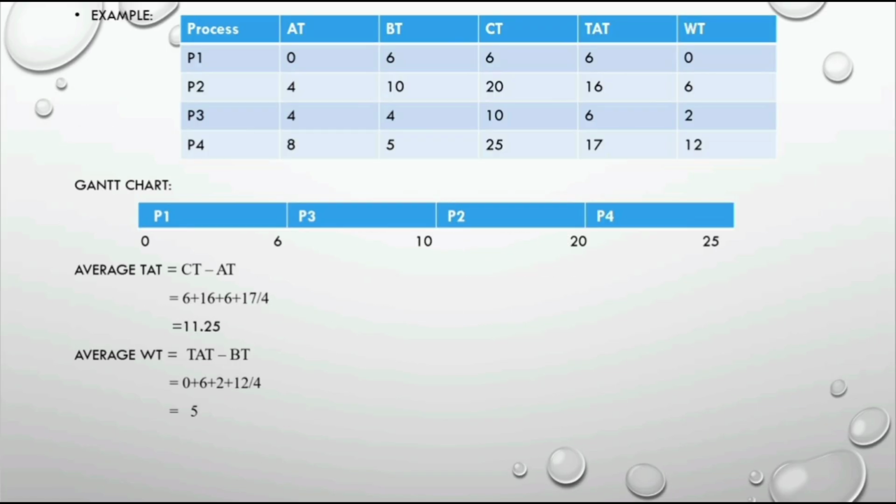In this example, the process with the highest response ratio is selected first. So the order becomes P1, P3, P2 and P4. It is the order for execution.